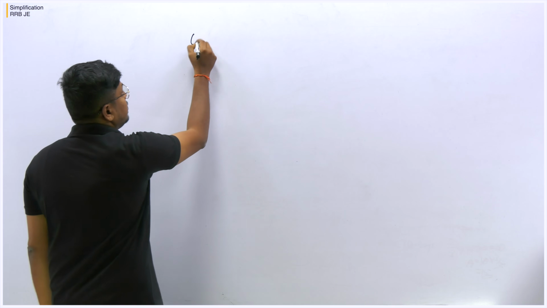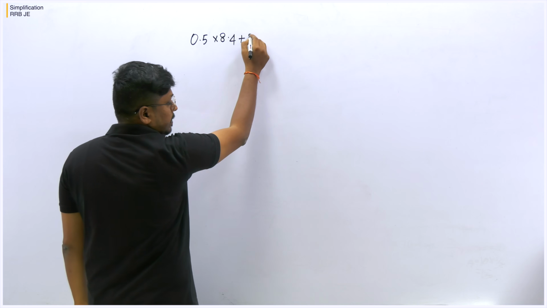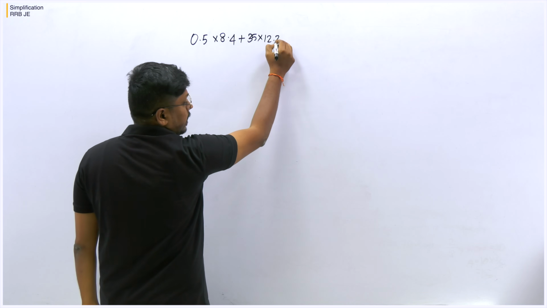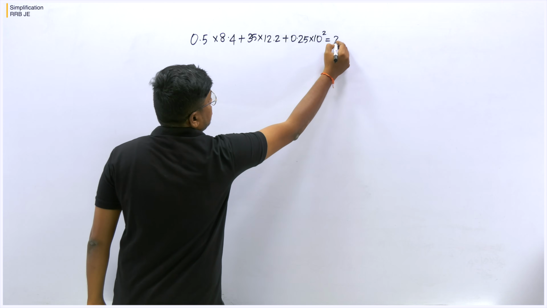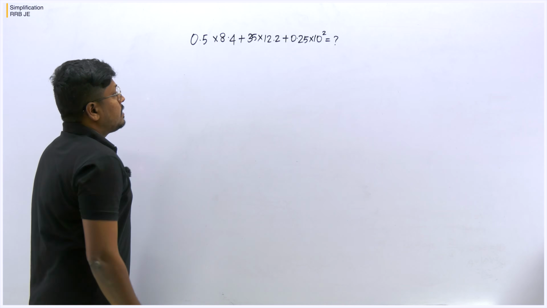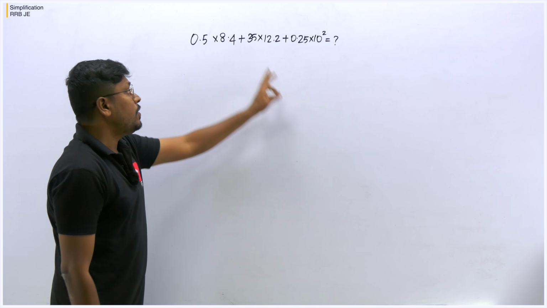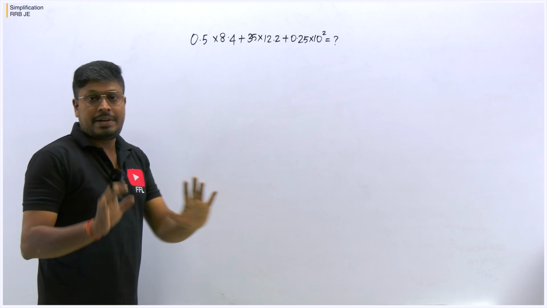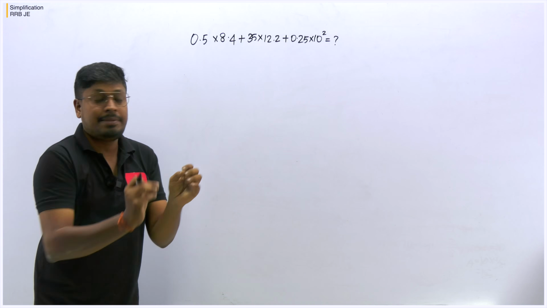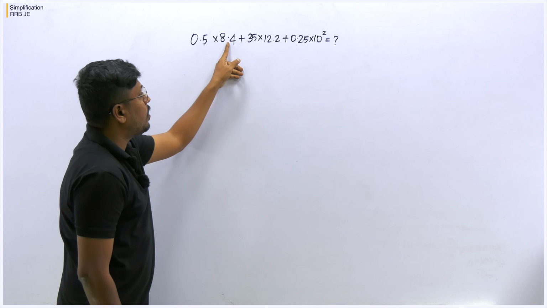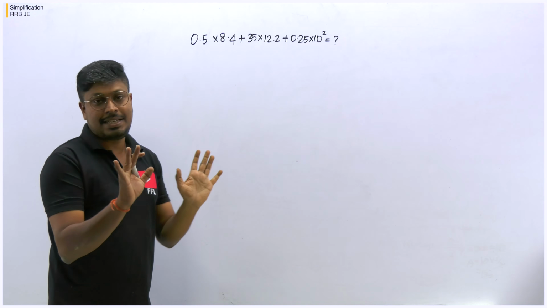The second question is 0.5 into 8.4 plus 35 into 12.2 plus 0.25 into 10 square is equal to question mark, right? Mostly what I do is, if you want you can multiply 35 into 12.2, it is your wish. But if I see a question with decimal points like this, 0.5, 8.4, 12.2, 0.25, first I remove the decimal points initially.